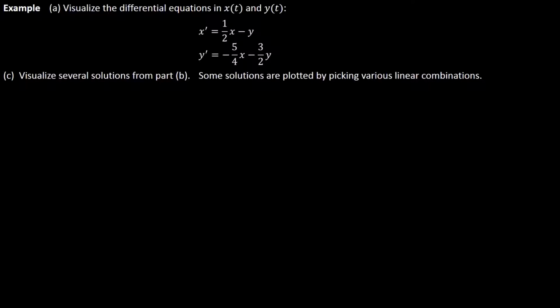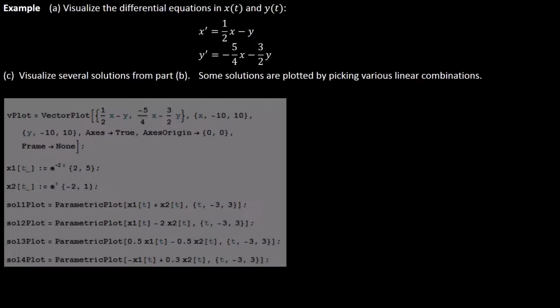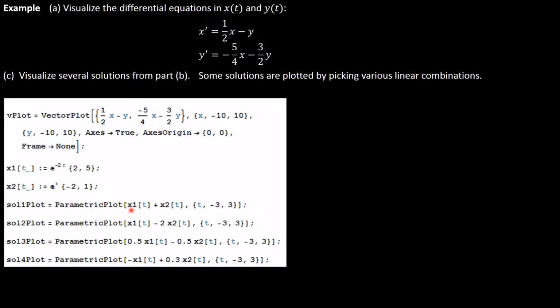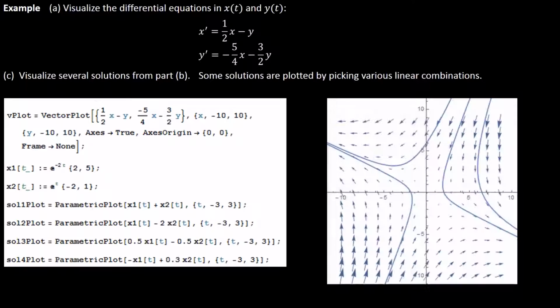And finally, let's visualize a few of these solutions. So I took a few different linear combinations. First of all, I defined x1 and x2 that were given in the problem, and then I defined a few different linear combinations, such as 1x1 plus 1x2. I did 1x1 plus -2x2, half x1 plus -half x2, and -1x1 plus 0.3x2. These are all linear combinations, and if you did the last problem, you've checked that they are indeed solutions, and therefore they should thread through the vector field. And they do.